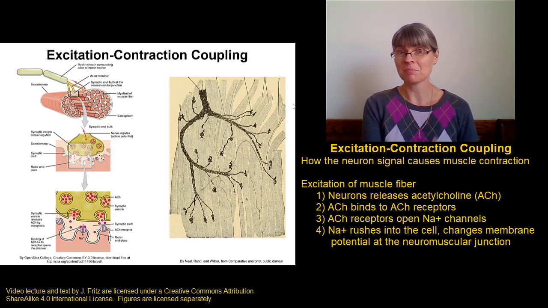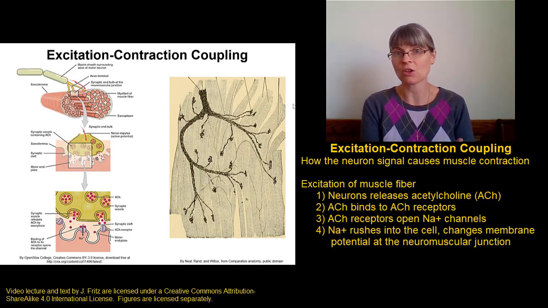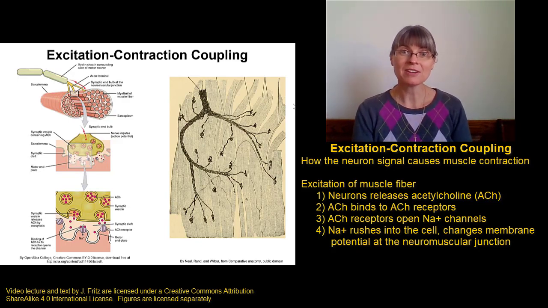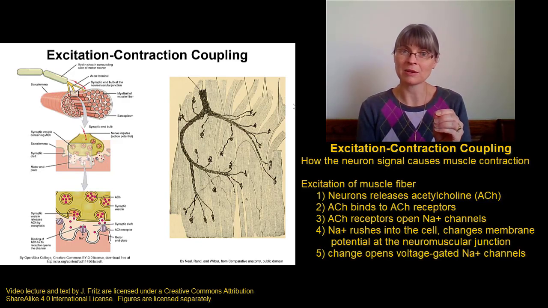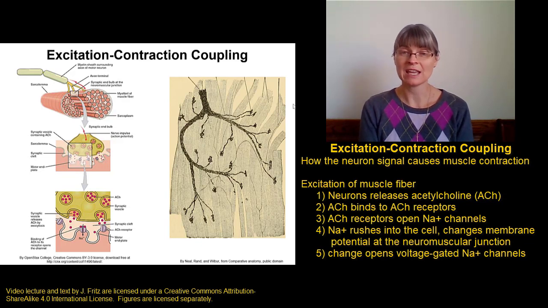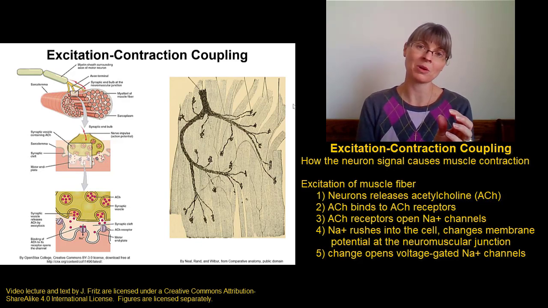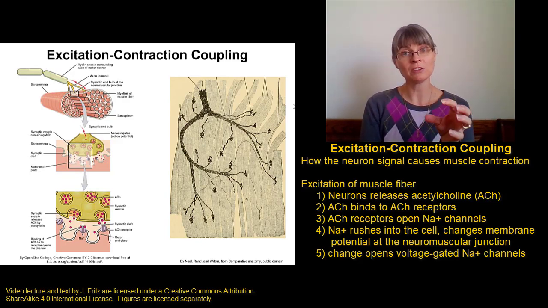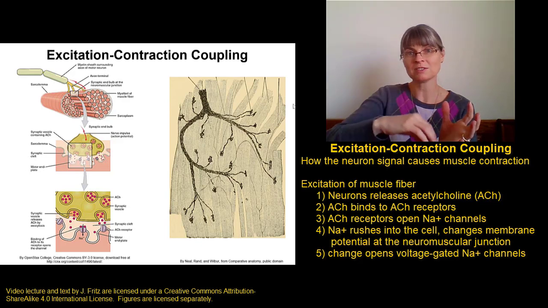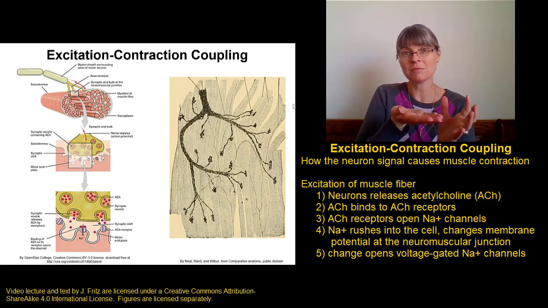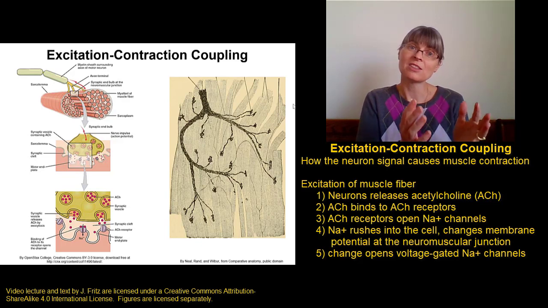In order to make this a bigger event, in order to actually excite the whole muscle fiber, we have to have a different type of sodium channel nearby. And nearby to those acetylcholine receptors, we have voltage-gated sodium channels. These are sodium channels that are usually closed when the membrane potential is negative, but when we change the charge of the cell and the membrane potential becomes positive, they open. So we had a little bit of sodium coming in through those opened acetylcholine receptors. That increases the membrane potential. That opens the voltage-gated sodium channels nearby.